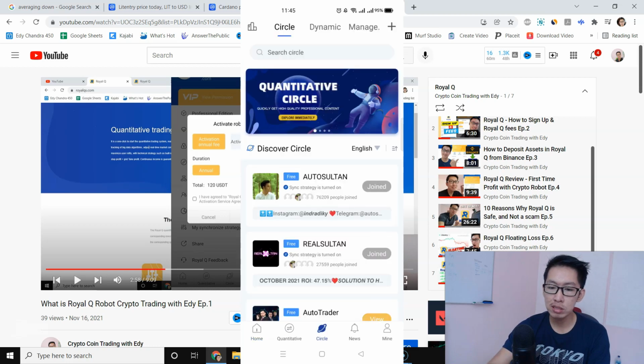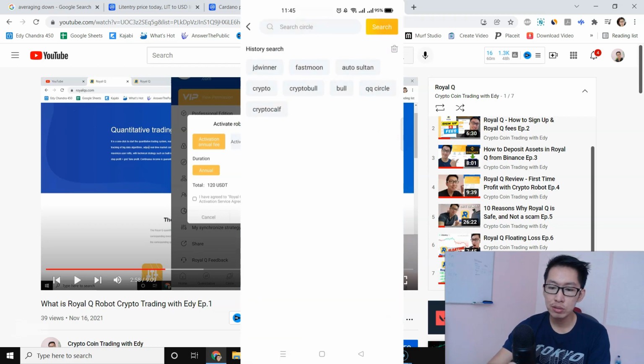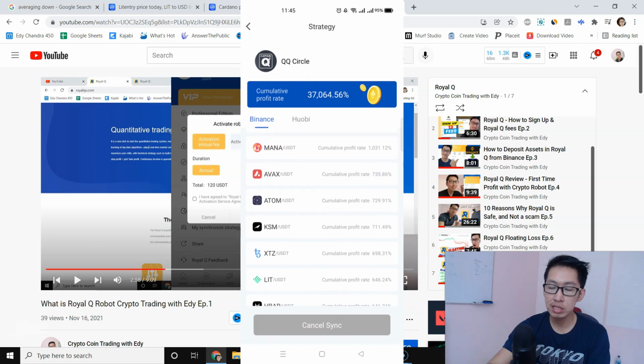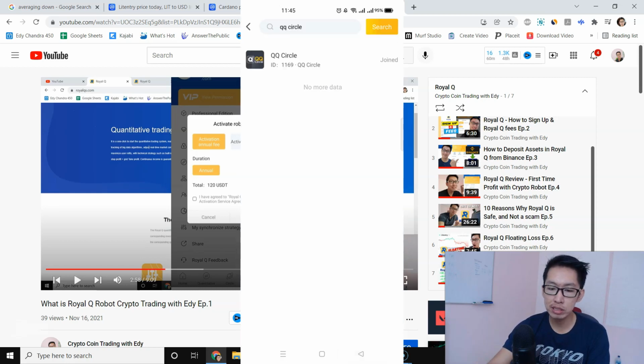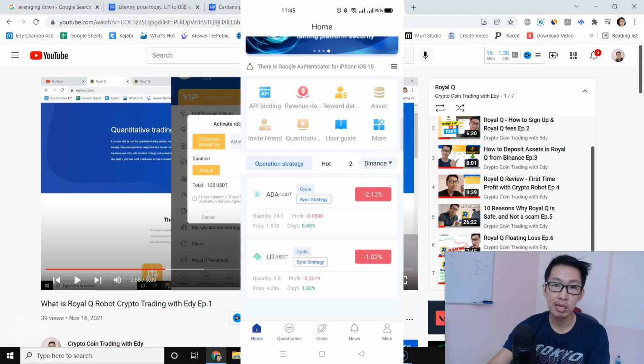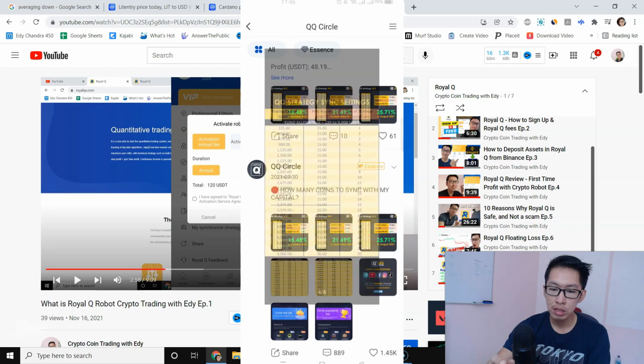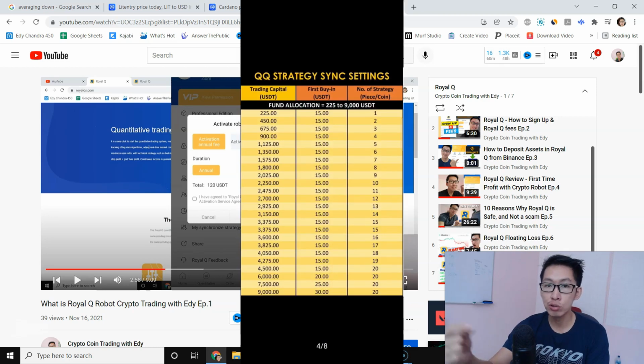If you go to circle right here, I usually choose QQ circle, and you can click on this percentage number, and then you can sync the strategy. You will be assigned a random coin, but these are strong fundamental coins, guys, so don't worry about it. And then you will see your coins appear right here. Of course, you do it with their instructions. If you see right here, they tell you how many coins you should play with, based on the funds you have inside your Binance Spot wallet.